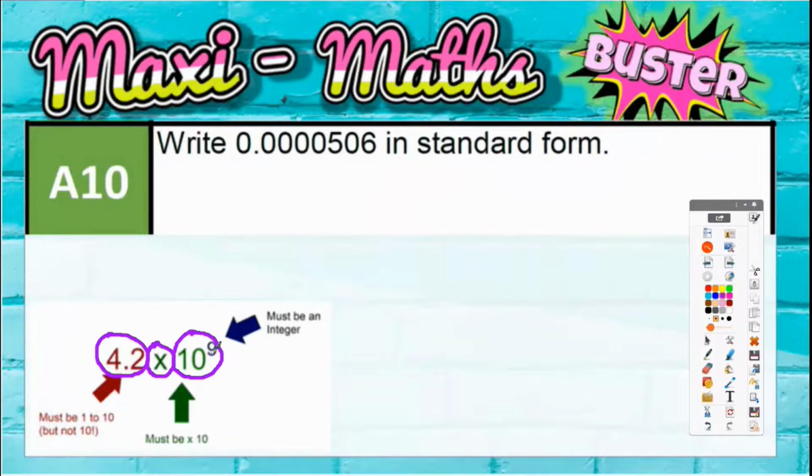Remember, positive powers of 10 give you large numbers that are more than 1. Negative powers of 10 give you tiny numbers, which are generally decimals, like 0.0 something.